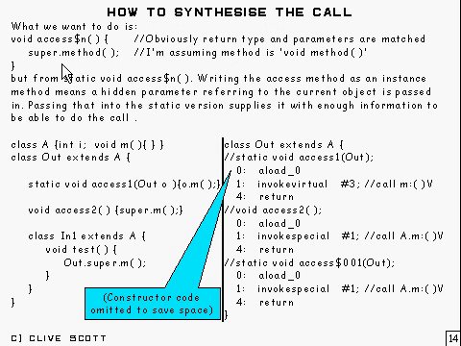But the thing is, you want to do this not from something like that, but from a static method. So it's got to be something like that. Now, if you write the access method as an instance method like that, of course, it means that some hidden parameter referring to the current object is passed in. Okay, that's implicit in all instance methods. And so passing that to the static version should in fact supply it with enough information to be able to do the call.